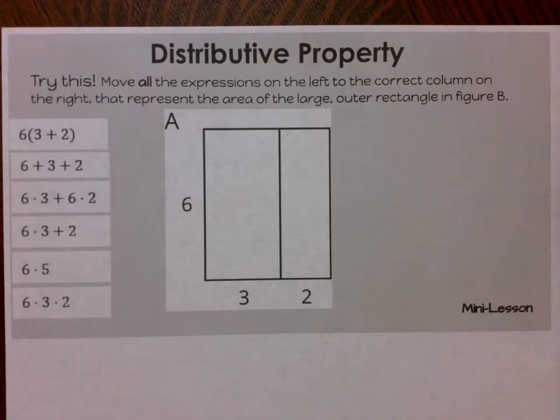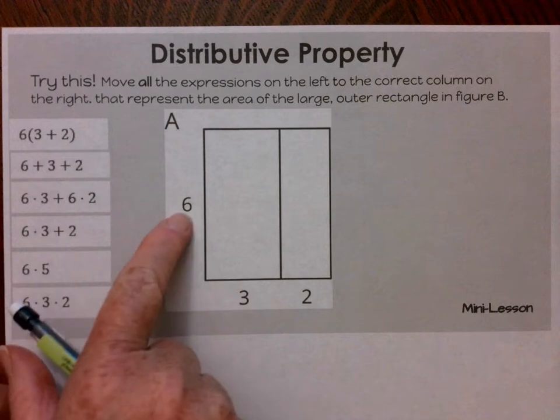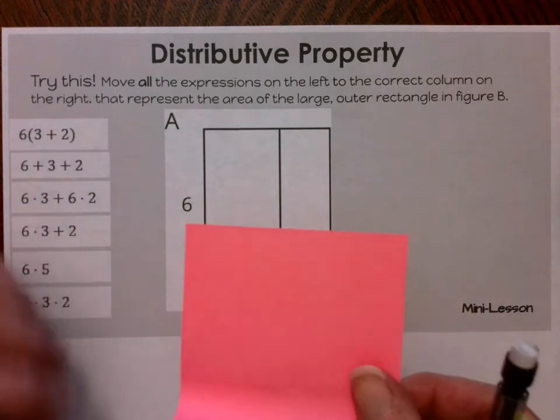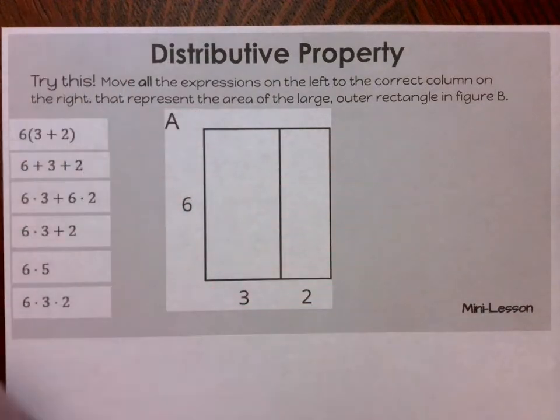Okay, so I wanted to go ahead and look at this particular problem here. It says, try this. Move all of the expressions on the left to the correct column on the right that represent the area of the large outer rectangle in figure B. I'm going to have you look at that on your Peardeck, but I want to go over this with you before you move it around, okay? So one of the things I want to show you is that with this 6 times 3, you may have at some point looked at that as 6 rows, okay?